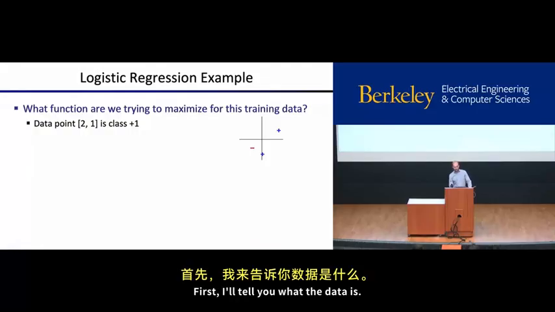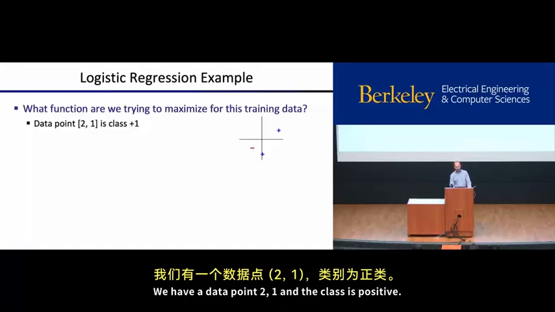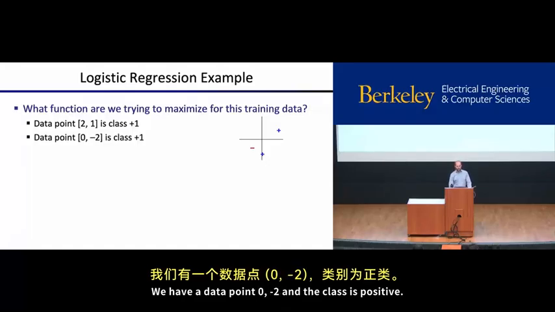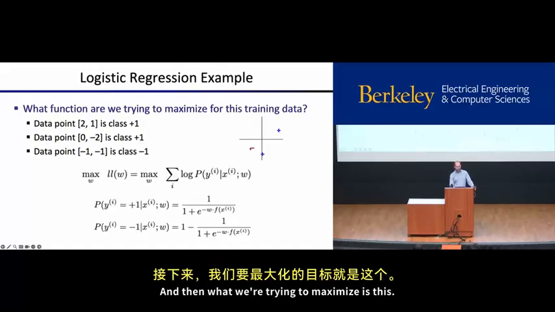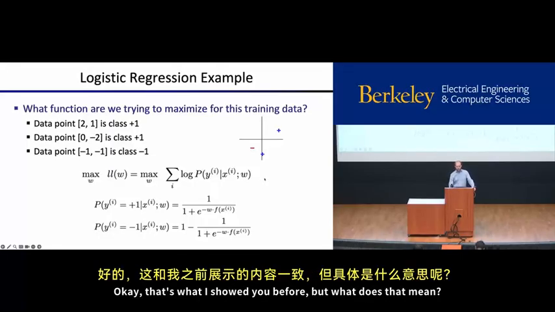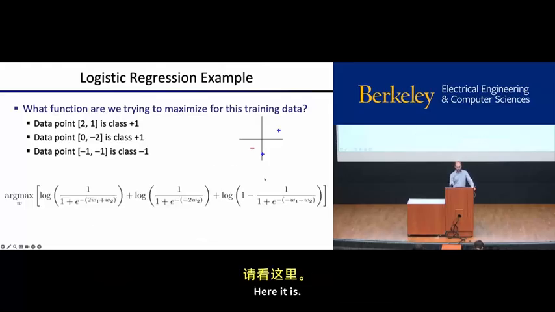First, I'll tell you what the data is. We have a data point 2, 1, and the class is positive. We have a data point 0, -2, and the class is positive. We have a data point -1, -1, and the class is negative. And then what we're trying to maximize is this. That's what I showed you before, but what does that mean? Here it is. It's messy.